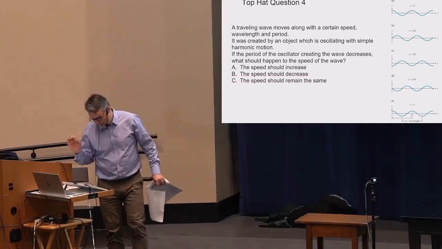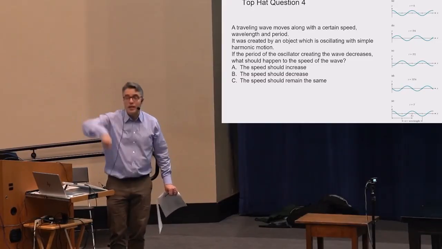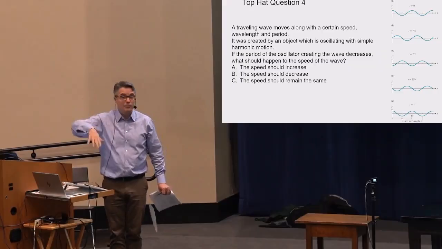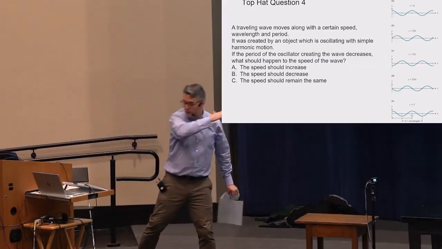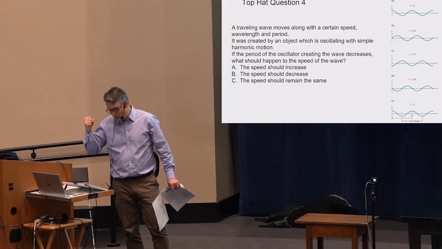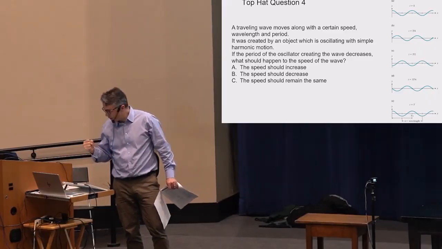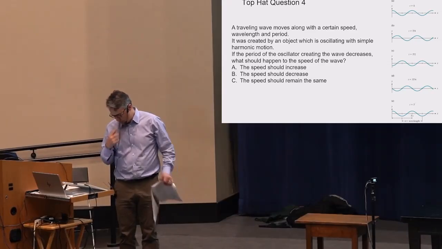You've got a traveling wave. It's got a certain speed, wavelength, and period, and it was created by an object which is oscillating with simple harmonic motion, maybe the speaker or something. Something's oscillating, and it's creating a wave that's going along. If you then decrease the period of the oscillator, what should happen to the speed of the wave? Speed should increase, decrease, or remain the same?